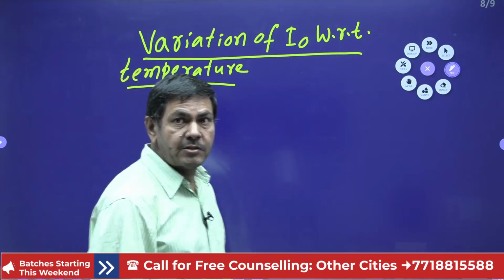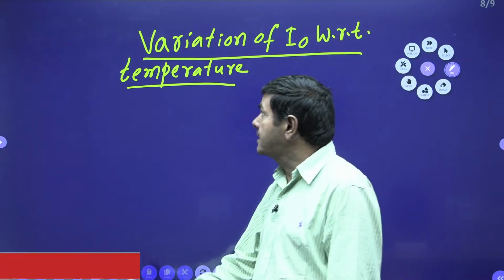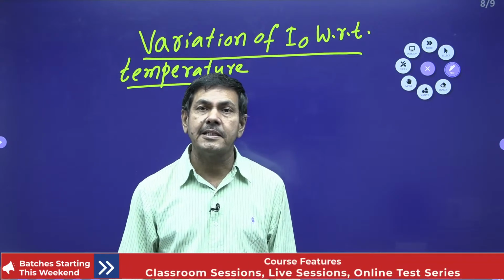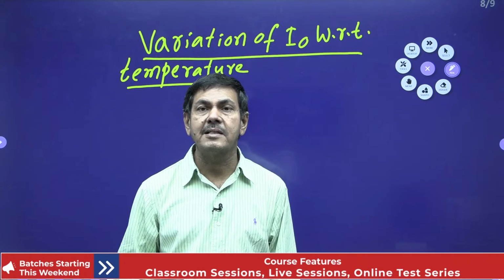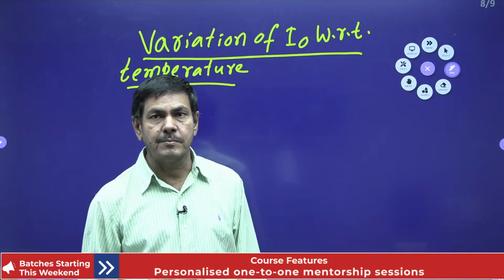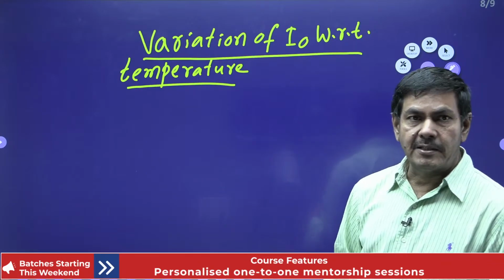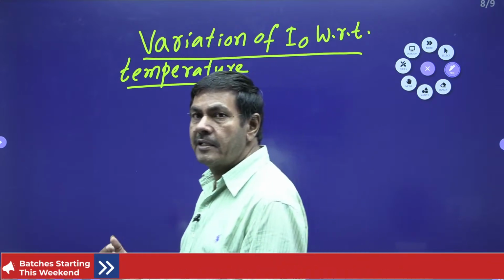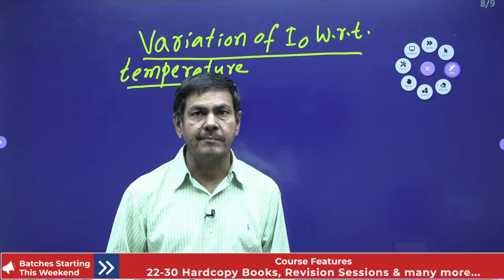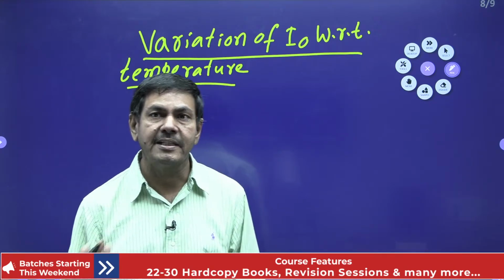That means reverse saturation current will be increased by changing the temperature. When the temperature increases more and more, I naught also increases more and more. Why is it increased, sir? It is very simple. The increase of temperature breaks the covalent bonds. When the covalent bonds are broken, electrons and holes are generated. The movement of the charge carriers makes the reverse saturation current increase.